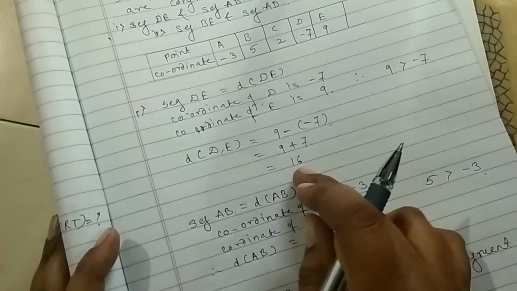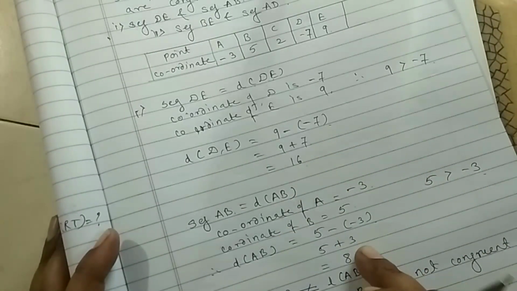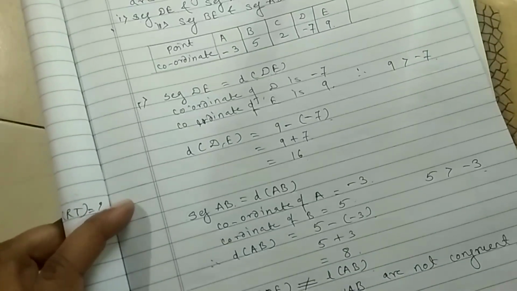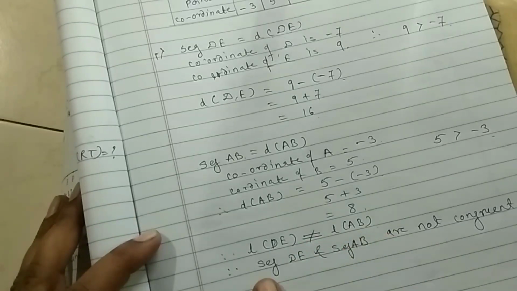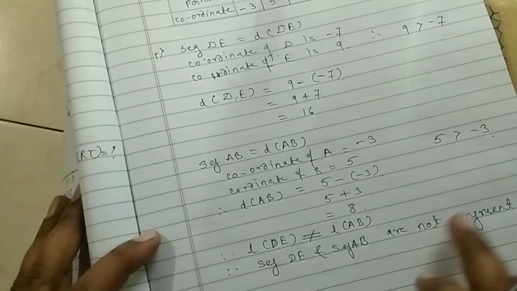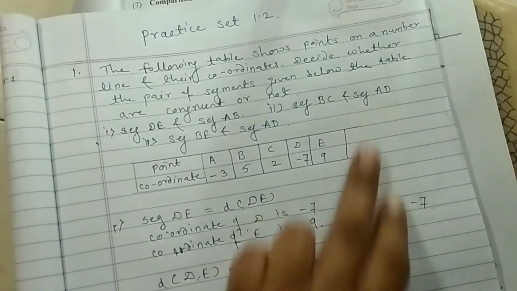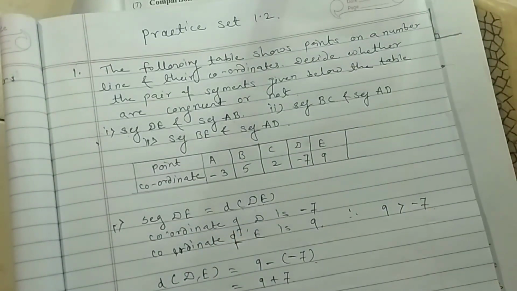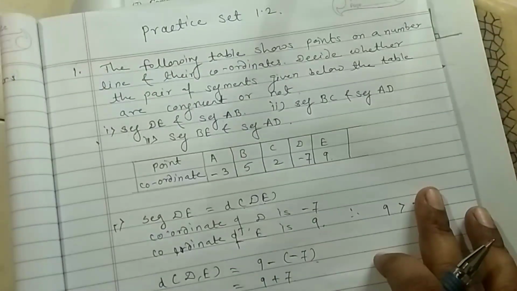Okay, so first we have to find out the distance between DE and the distance between AB. When the distances are similar, they are congruent. When the distances are not similar, they are not congruent. So the length DE is not equal to length AB. So segment AB and segment DE are not congruent. Similarly, second is segment BC and AD.